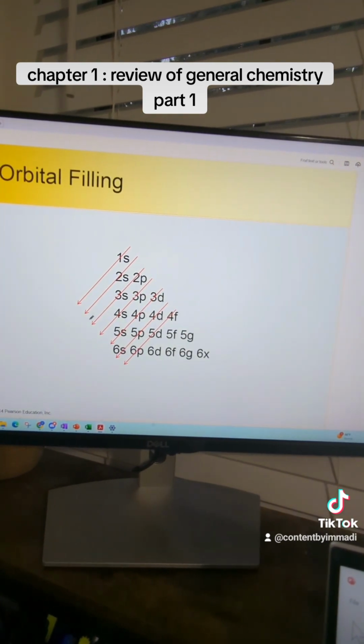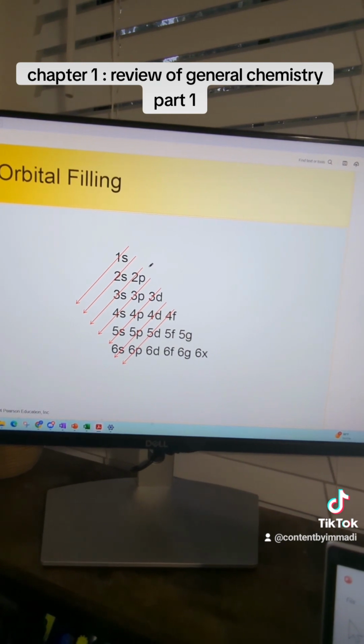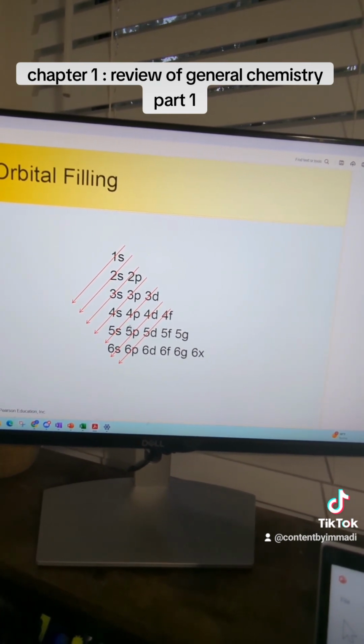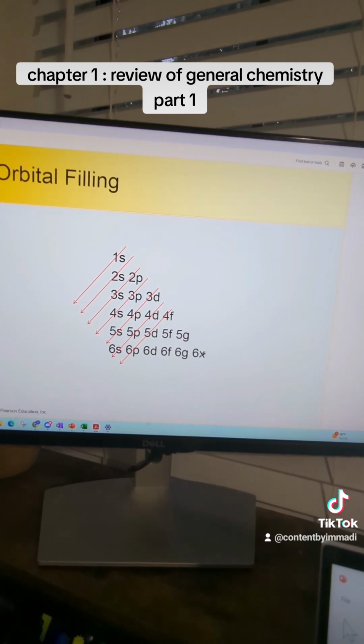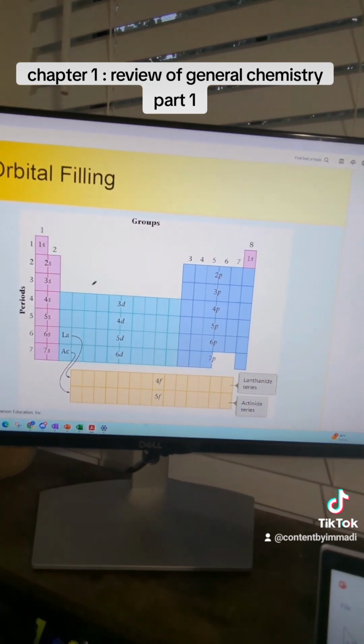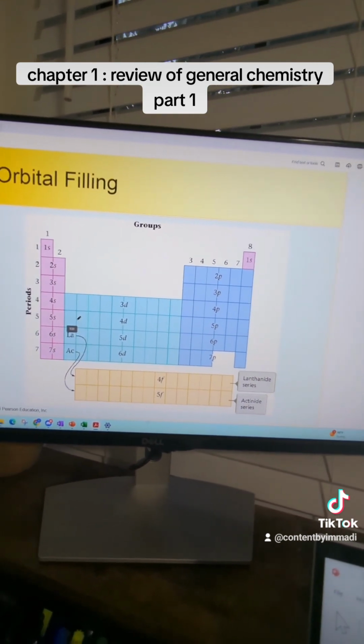And yes, here is the orbital filling. This is the order in which the filling goes. The 1s has the lowest energy, while the 6G has the highest energy. And this is one of the best ways to look at it.